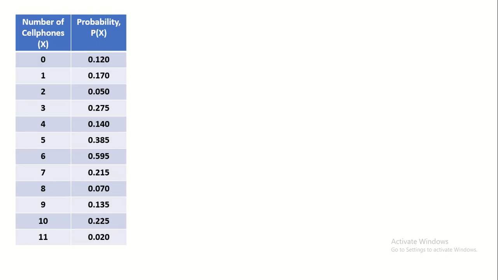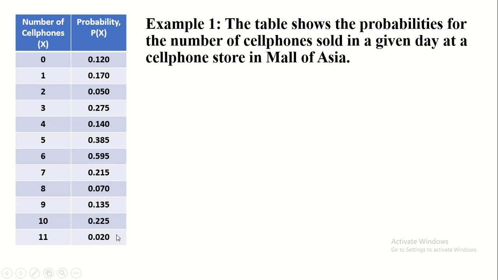Example number 1. Suppose we do have the table na nagpapakita ng number of cellphones na nabenta sa isang araw at yung mga probabilities. Okay? The table shows the probabilities of the number of cellphones sold in a given day at a cellphone store in Mall of Asia. Ibig sabihin, pinapakita rito ang number of cellphones na nabenta sa isang cellphone store sa Mall of Asia at kanyang mga corresponding probabilities.